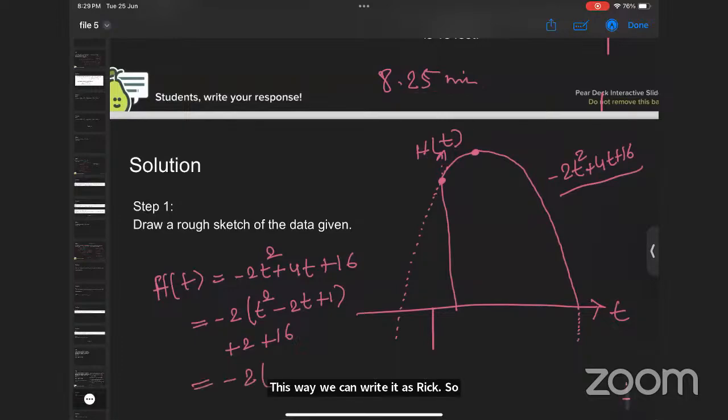This is actually t equals 1. This equation, we can balance it in that way. If you break the bracket, you can see that the -2 and +2 will cancel out, and it will be again the same.